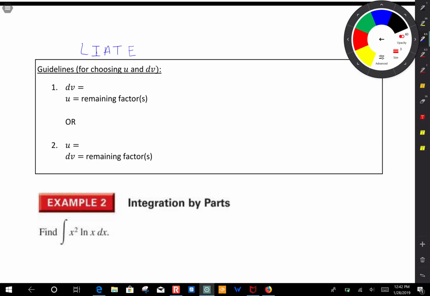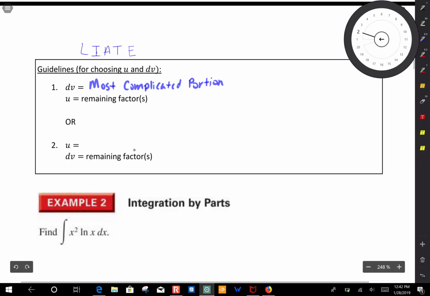The way it works is this. Usually dv is the most complicated portion, and then u is the remaining factors. That's usually what happens. So we pick our dv to be the most complicated portion and u to be the remaining factors.